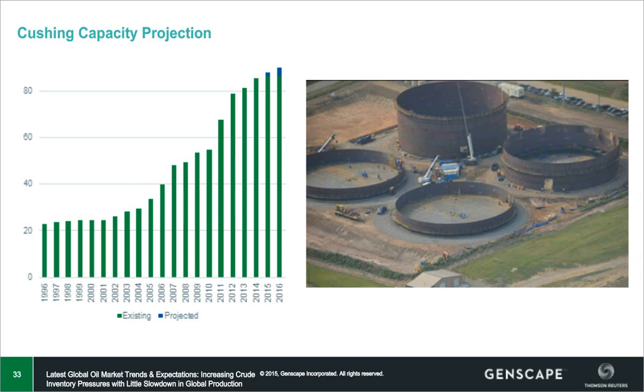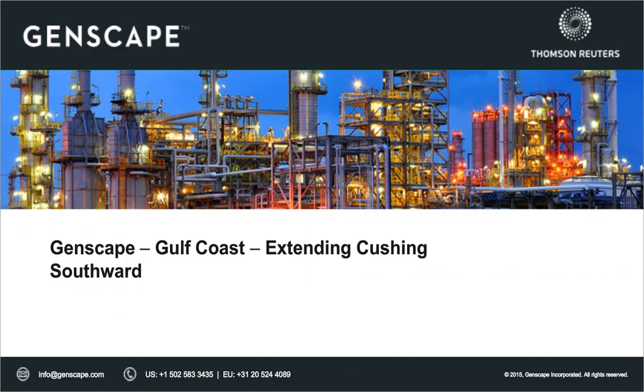But Cushing is not the only story. You cannot look just at Cushing and what's going on with inventories there and really see what's going on. You also have to look at the Gulf Coast, which is almost an extension. Cushing has become so integral to supplying crude oil to the refining centers in the U.S. Gulf Coast. And 6 years ago that was not true.